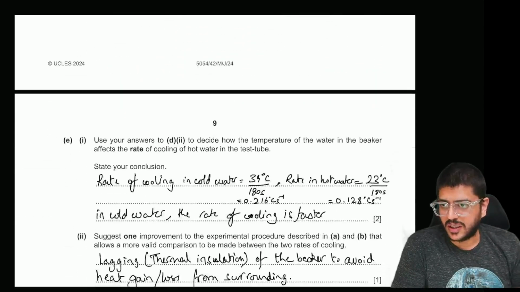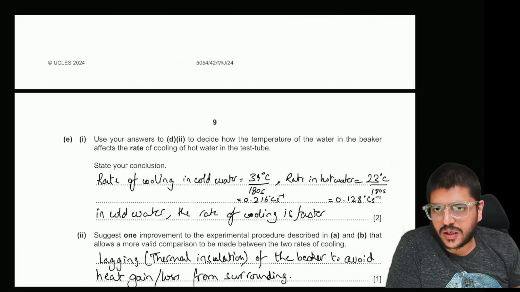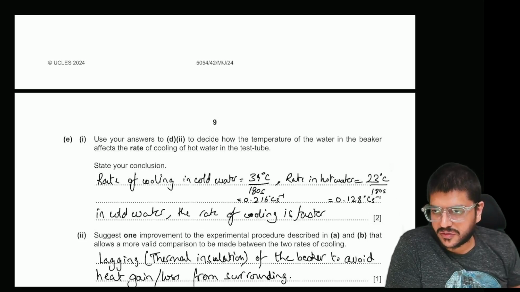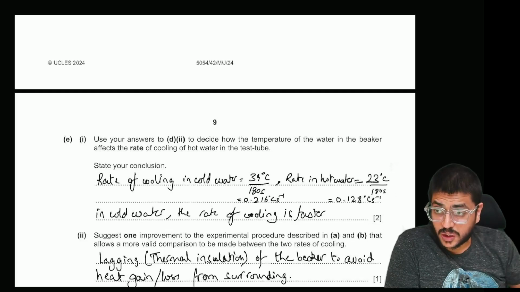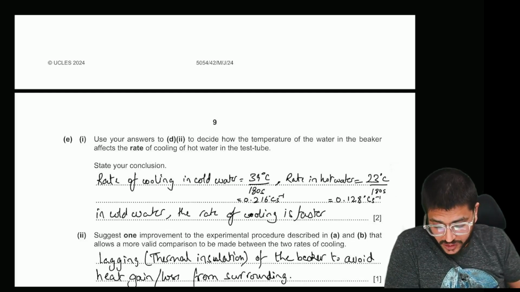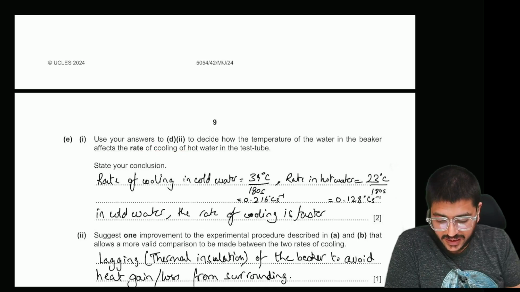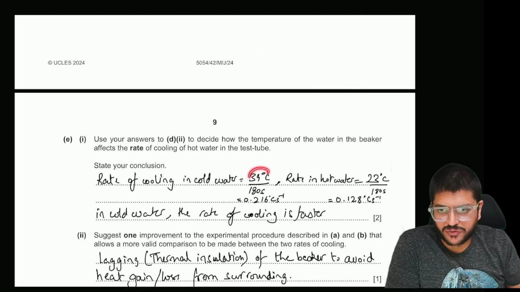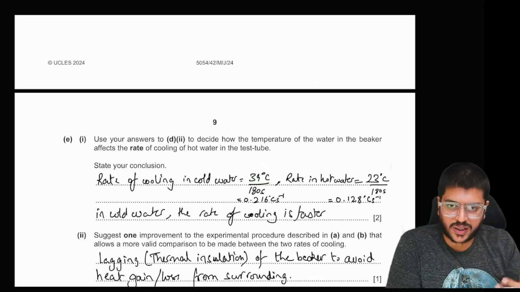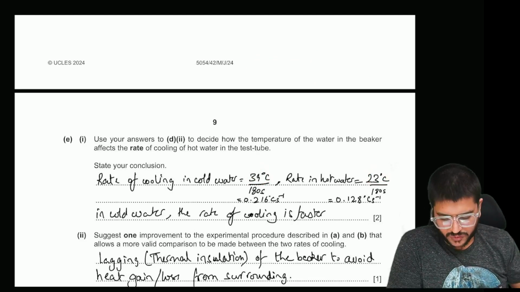Use your answers to D2 to decide how the temperature of the water in the beaker affects the rate of cooling of hot water in the test tube. So the rate of cooling, first you need to understand rate. Rate means anything which is divided by time. Now rate of cooling means the temperature drop divided by time. You know that the time is 180 seconds. You've calculated the temperature drop already. For the cold water, the temperature drop was 39. For hot water, it was 23. So you've calculated the rate of cooling.